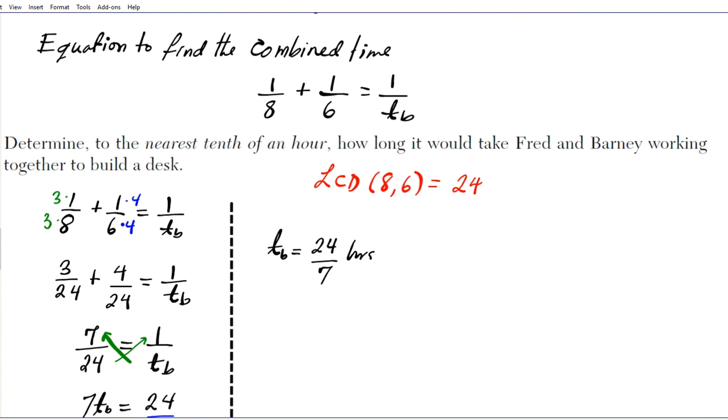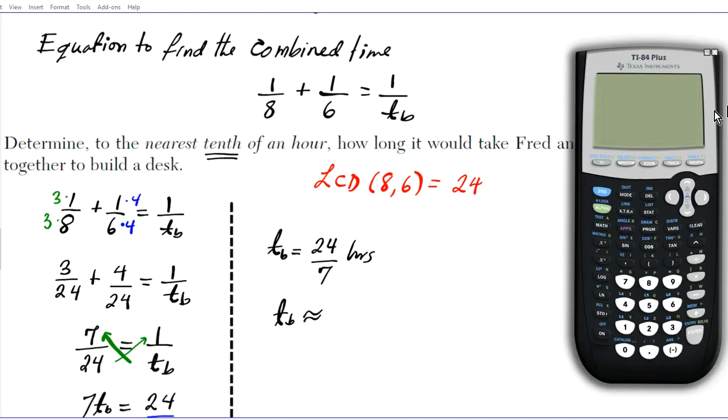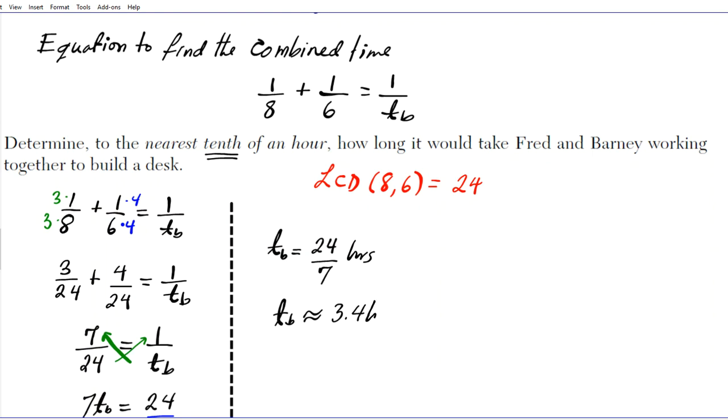But the problem asks for the result to be expressed to the nearest tenth of an hour, or just one decimal place. So to do that, we're going to evaluate this quotient using our calculators. Okay, so let's clear this. 24 divided by 7 is 3.42857, but I want to round it to one decimal place. So it's going to be 3.4 hours as our final result.